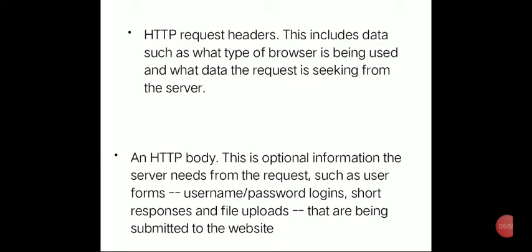HTTP request header, this includes data such as what type of browser is being used and what data the request is seeking from the server. An HTTP body, this is optional information the server needs from the request, such as user forms, username or password logins, short responses, and fast uploads that are being submitted to the website.